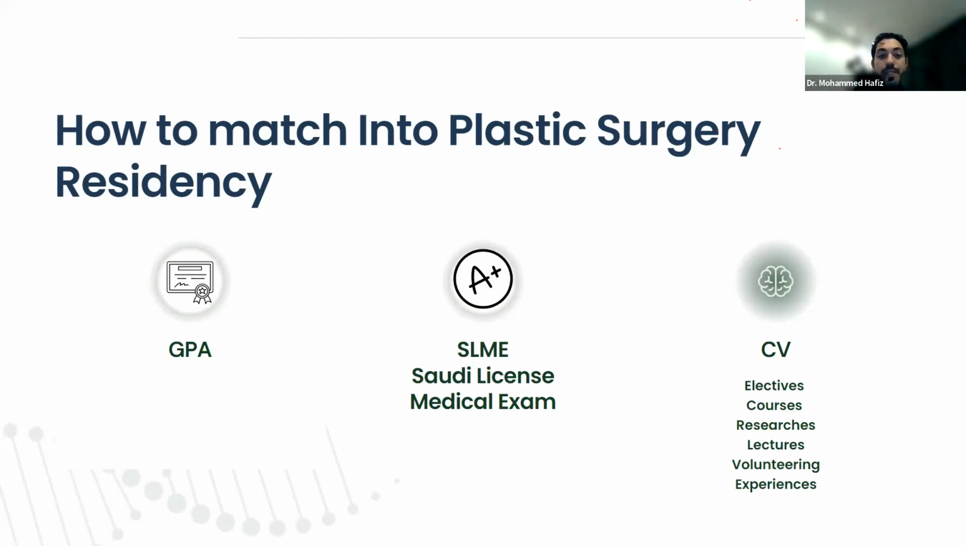The SLME, the Saudi Licensing Medical Exam, get the highest mark that you can get. Your CV, including electives, courses, research, lectures, volunteering in different areas, and experiences that you had in plastic surgery. Now, when I was applying for the plastic surgery residency program, we had a selection exam. We had an actual exam about plastic surgery, and that mark was put as part of the selection criteria. So I am honestly not updated about the latest, but these are the basics, and you can always double check with the freshly accepted.